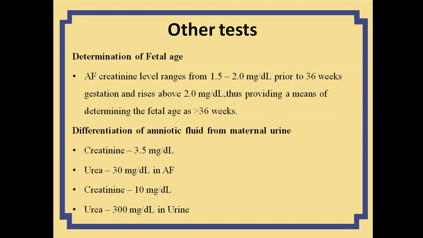Okay, so the final one is the determination of fetal age. Fetal age can be determined by calculating the creatinine value in the amniotic fluid. The amniotic fluid creatinine level ranges from about 1.5 to 2, which means that if it is 1.5 to 2, then it is confirmed that the baby's age would be around 36 weeks. If it rises above 2.2, then it can be confirmed that the baby's age would be more than 36 weeks. The next one is differentiation of amniotic fluid from maternal urine. Amniotic fluid contains creatinine and urea of 3.5 mg per deciliter and 30 mg per deciliter respectively, while urine contains about 10 mg per deciliter and 300 mg per deciliter.